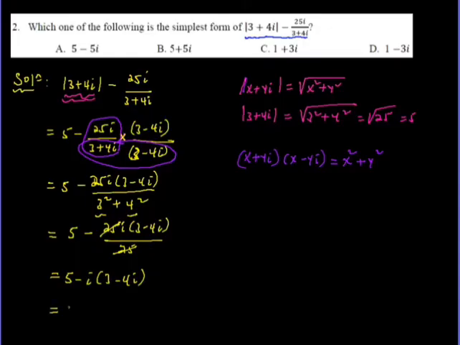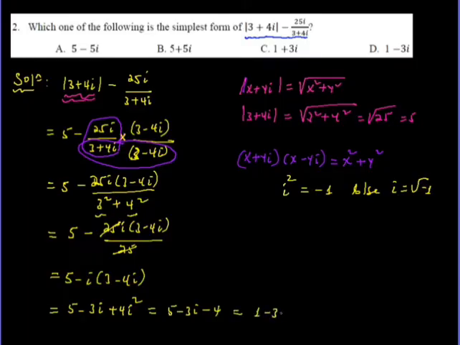So this means 5 minus 3i plus 4i squared. Now i square is, in place of i square, you can substitute minus 1 because i is a square root of minus 1. So i square is minus 1. So this becomes 5 minus 3i minus 4, which is 1 minus 3i.